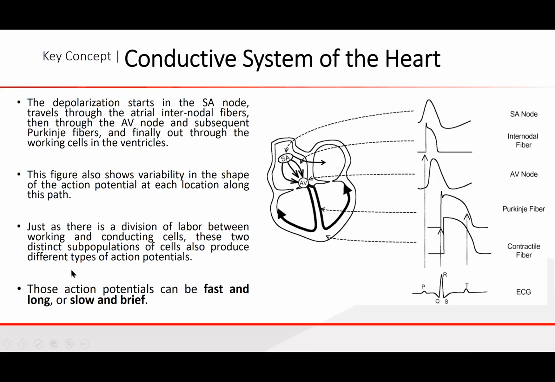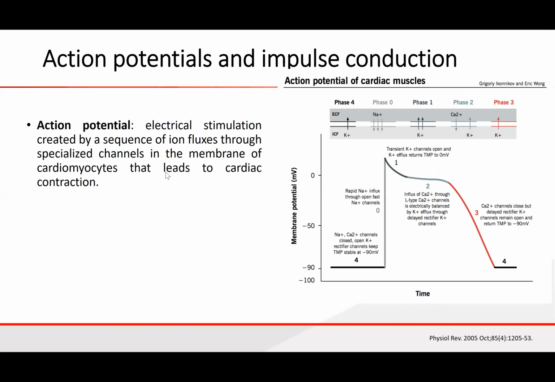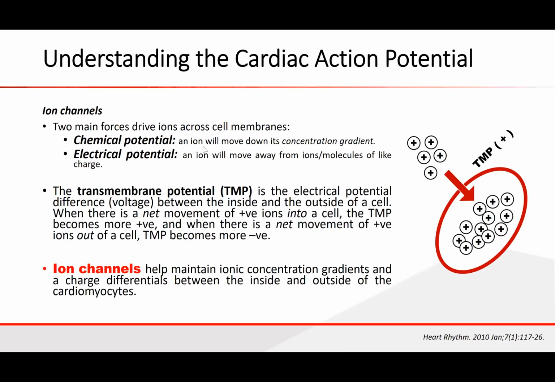First, what is an action potential? It's an electrical stimulation created by a sequence of ion flux through specialized channels in the membrane of the cardiomyocytes that lead to cardiac contraction. Two main forces drive these ion fluxes: the chemical potential and the electrical potential. With the chemical potential, the ion will move down its concentration gradient from the higher concentration to the lower concentration. With the electrical potential, the ion will move away from an ion or molecule of like charge. This will generate what we call the transmembrane potential, which is an electrical potential difference, a voltage, between the inside and the outside of the cell. When there is a net movement of positive ions into a cell, the transmembrane potential becomes more positive.